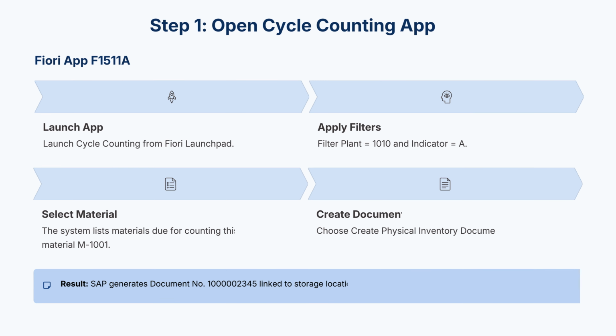Prerequisites and roles. Before we start, confirm that key setup items are complete. The cycle counting indicator A must be assigned to material M1001, tolerance group CCA configured for 1%, and your user assigned both the inventory clerk and warehouse supervisor roles. You'll also need access to Fiori apps F5111A, F0334, F0335, and F2991. These permissions ensure smooth system access and accurate postings.